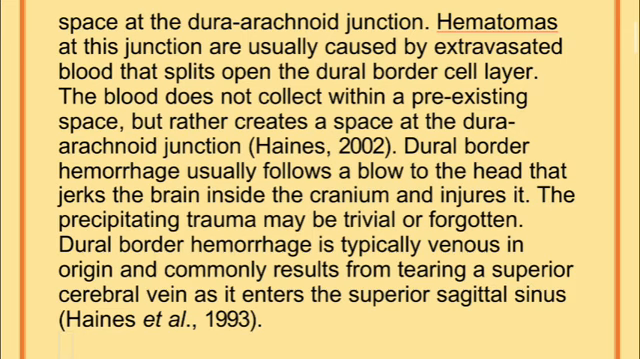Dural border hemorrhage is usually venous in origin. That's the bleeding comes from a vein, and it usually results from the tearing of a superior cerebral vein, and the tearing occurs at the point where the vein enters the superior sagittal sinus.